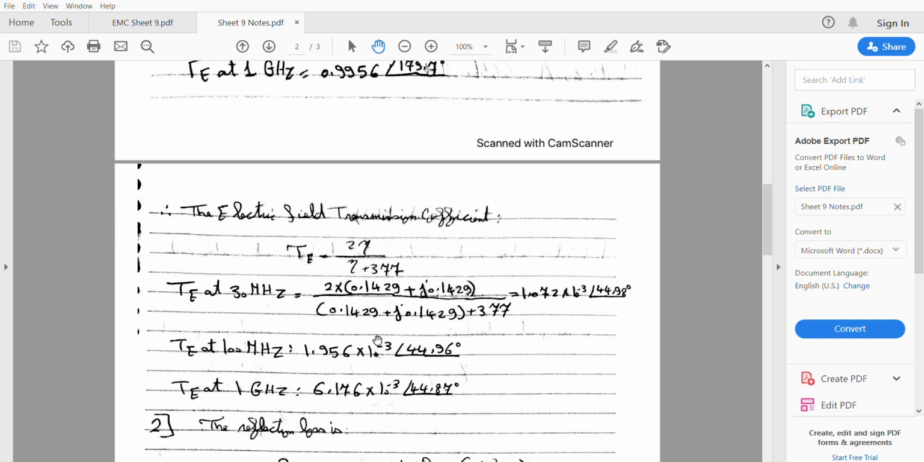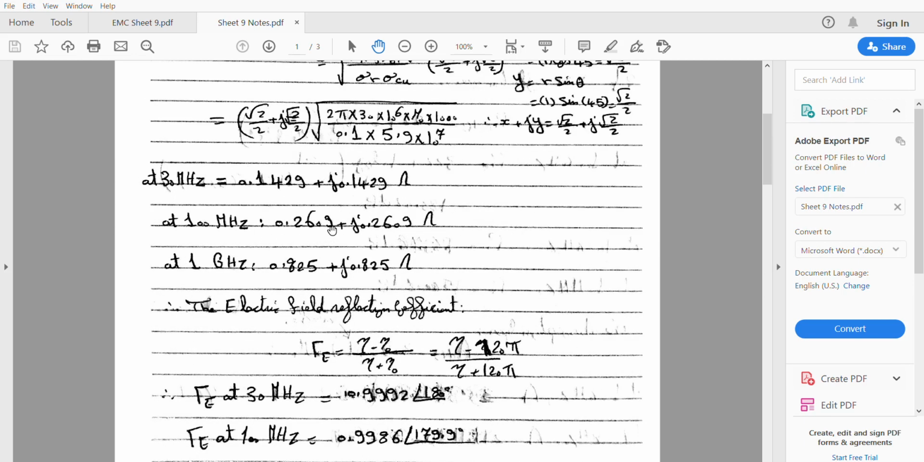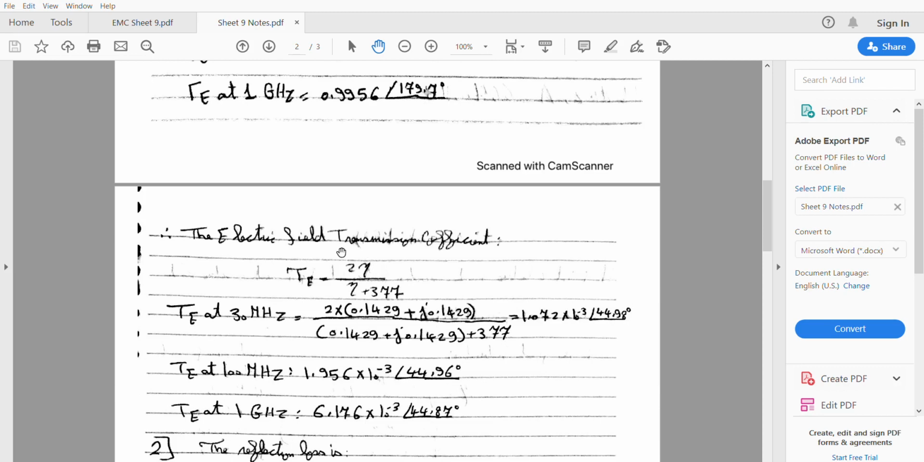The same criteria apply. If we need the transmission coefficient at 100 MHz, we change eta here to the one we got from above, which in this case at 100 MHz is equal to 0.2609 plus j 0.2609, and we substitute in this formula, and finally we can get our value of the electric field transmission coefficient. The same way for 1 GHz, we can get this value easily.